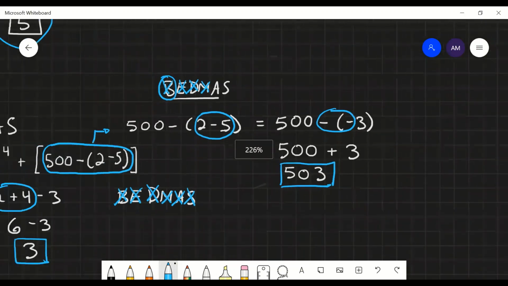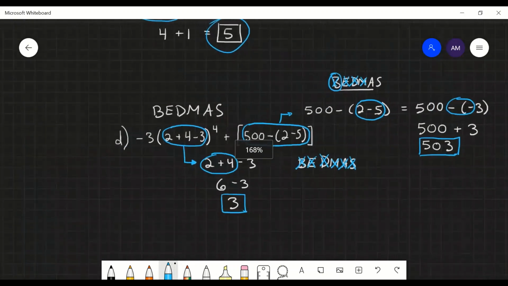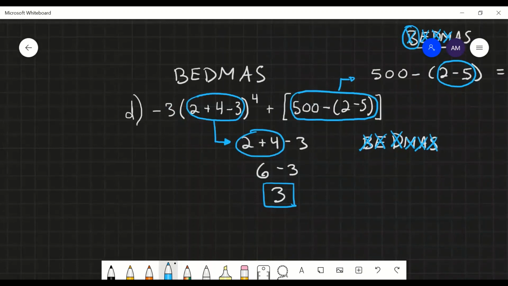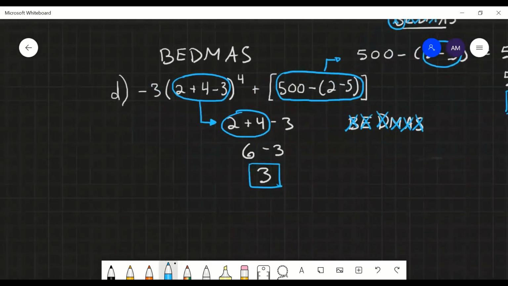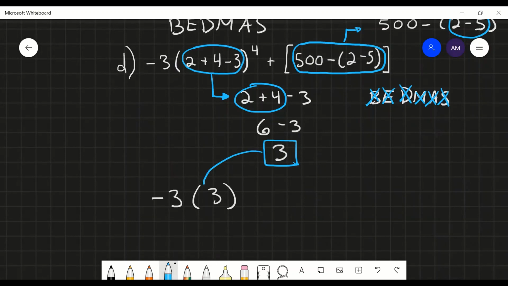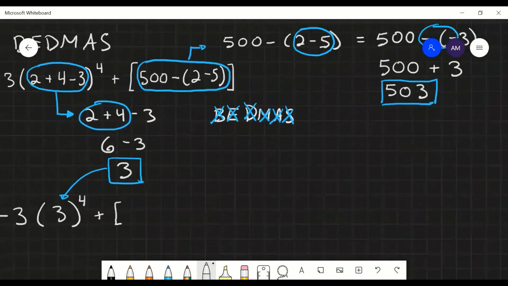All right, so we went off on two little side tangents. We found that the first set of brackets is 3, and the second set of brackets is 503. So I'm just going to have to rewrite all of this so that we remember what we were doing here. So minus 3 times the bracket we said was 3, thanks to this. Still to the power of 4, because we never raised it to the power of 4 yet, plus another set of brackets, and we figured out that everything in there will make 503.